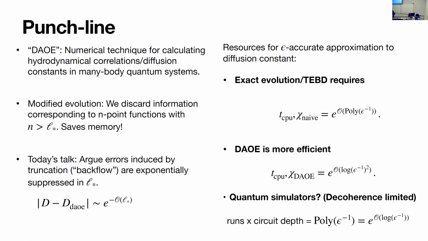Out of interest, you might wonder, if you had an analog quantum simulator, what kind of resources would you need? Like how many experimental runs you need to do. Of course, if you could get around the decoherence problem, then you could do significantly better in an analog quantum simulator, for example. Maybe get away with poly epsilon inverse rather than having any exponents around. But of course, all of that is limited by the amount of decoherence you can have in the system.